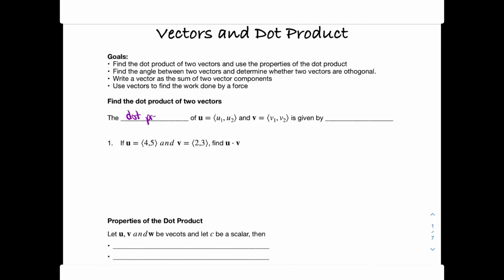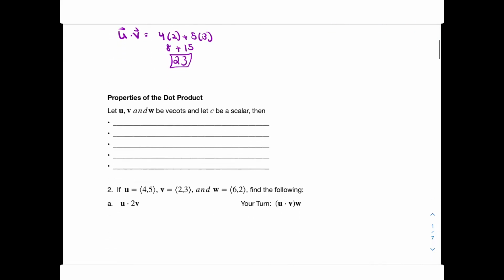So starting with the dot product of vector u and vector v, it is given by the same notation. Vector u dot product with vector v is equal to the first component of vector u times the first component of vector v plus the second component of vector u times the second component of vector v. And that's it. You're going to get one numerical answer when you do a dot product. You're not going to get a vector. So in this example, I'll take 4 times 2 plus 5 times 3. 4 times 2 is 8. 5 times 3 is 15. So my dot product is simply 23.